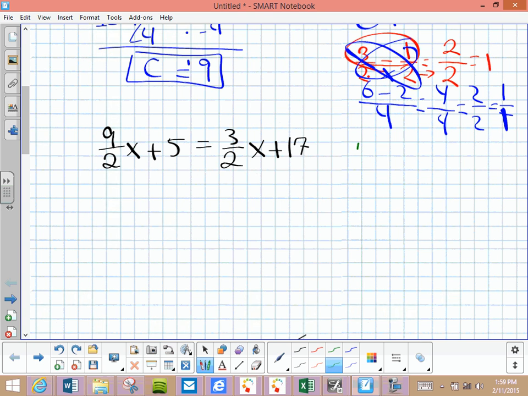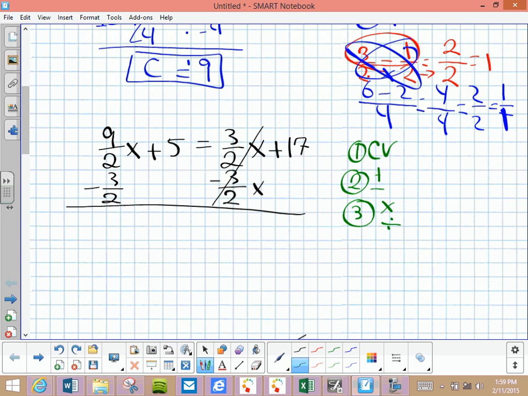So again, we have the first step of combining variables, the second step of adding or subtracting. There's too much going on over there. The third step was multiplying or dividing. And then we subtract 3 over 2x from both sides. These were easy because they have the same denominator. I would have made it difficult. I just got this from another workbook.